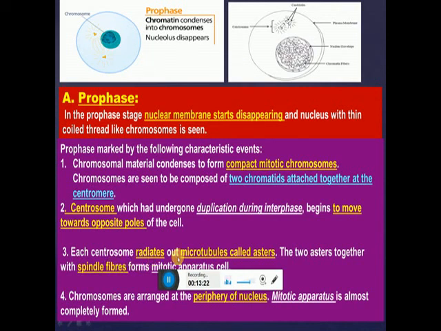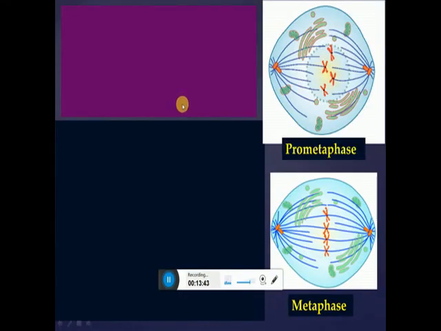Each centrosome radiates out microtubules called aster. The two asters together with the spindle fibers form the mitotic apparatus of the cell. Then chromosomes are arranged at the periphery of the nucleus. The mitotic apparatus is almost completely formed in the prophase. Then the second one is the metaphase. Now we are going to move toward the metaphase.